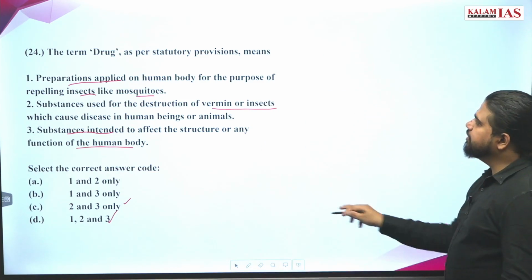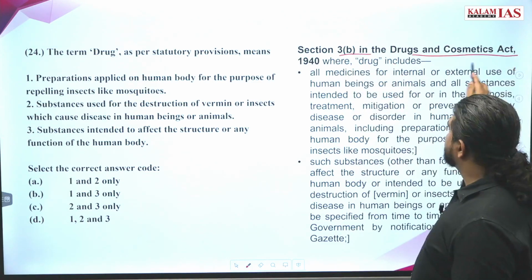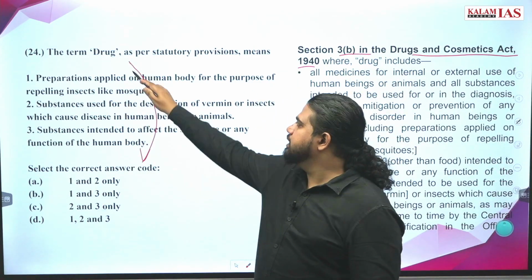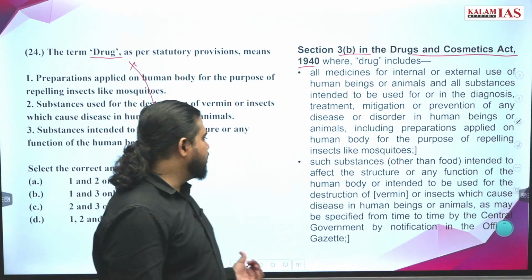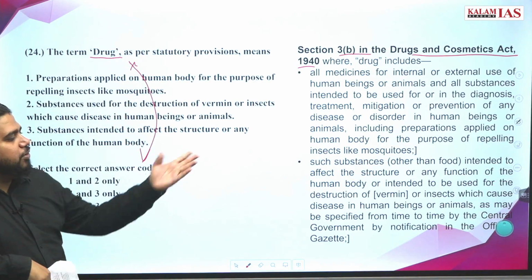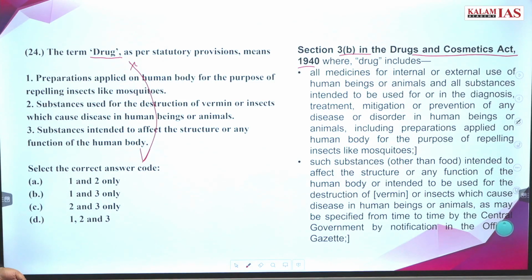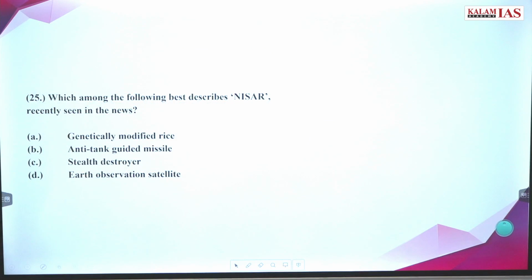It is defined under which act? Section 3B of the Drugs and Cosmetics Act 1940. All these are included in the definition of drug. The answer here is 1, 2 and 3. If you want to read the exact definition, you can pause the video and read it from here. Considered as a drug. Go ahead, answer the 25th question.